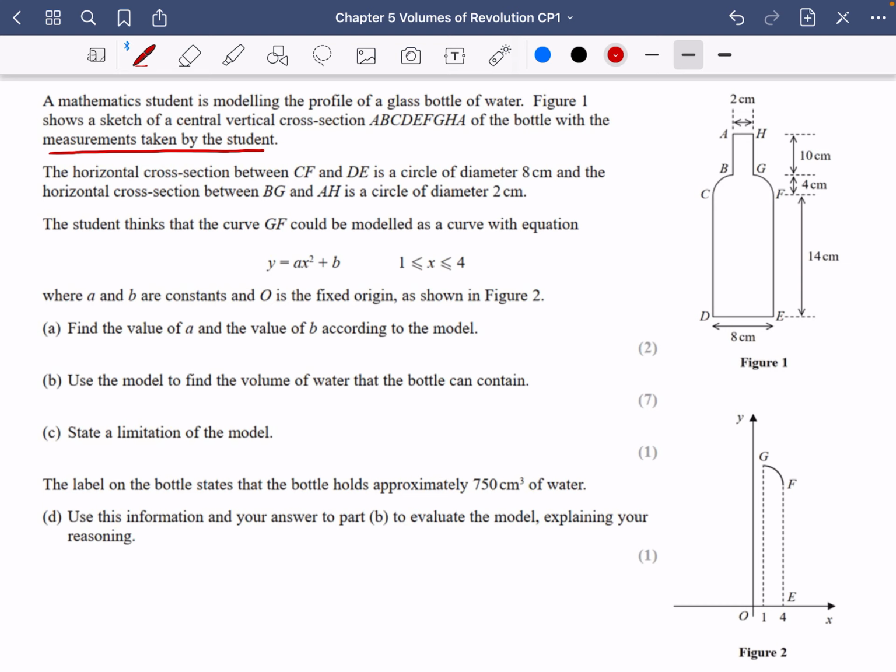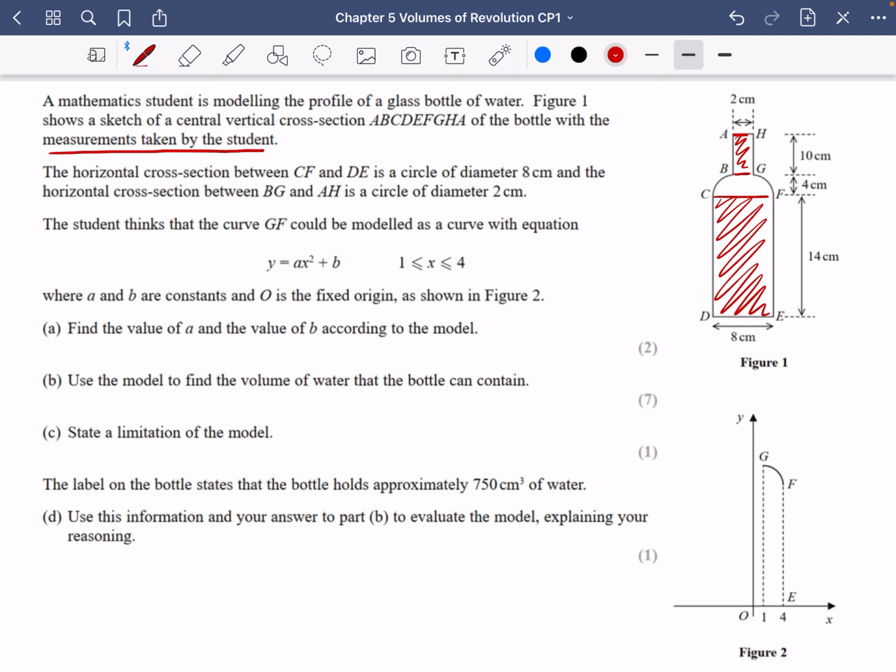The horizontal cross-section between CF and DE is a circle of diameter 8 centimeters, and the horizontal cross-section between BC and AH is a circle of diameter 2 centimeters. So basically it's just saying this section from here to here looks like a cylinder. And also this section at the bottom is also going to be a cylinder.